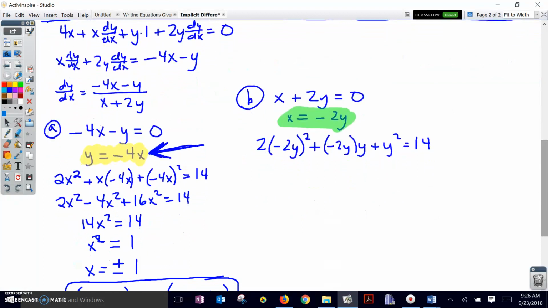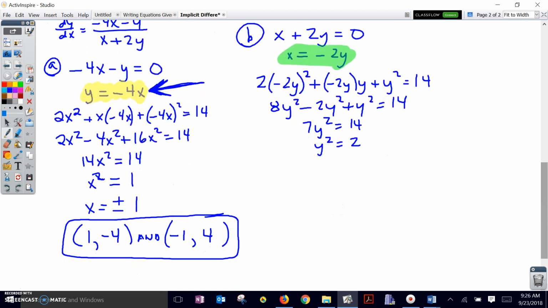And now we're going to solve this for y. We've got 2 times 4y squared, that's 8y squared, minus 2y squared plus y squared equals 14. Combining, we end up with 7y squared equals 14. So y squared equals 2. And so y is equal to plus or minus square root of 2. So those are the y coordinates of our points.